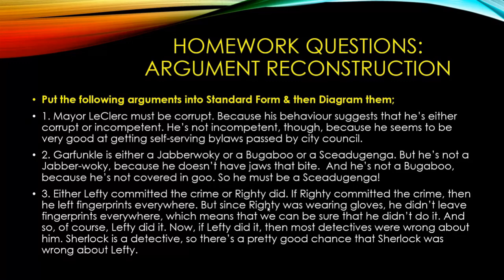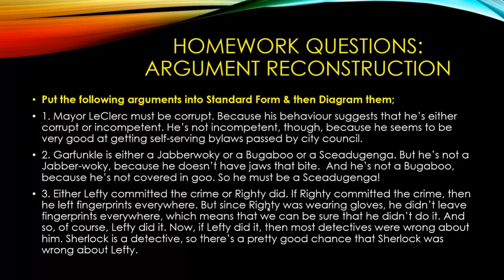So question 1, somebody argues to you, look, Mayor Leclerc must be corrupt because his behavior suggests that he's either corrupt or incompetent. He's not incompetent, though, because he seems to be very good at getting self-serving bylaws passed by City Council. Put that argument in standard form and then provide me the argument diagram.